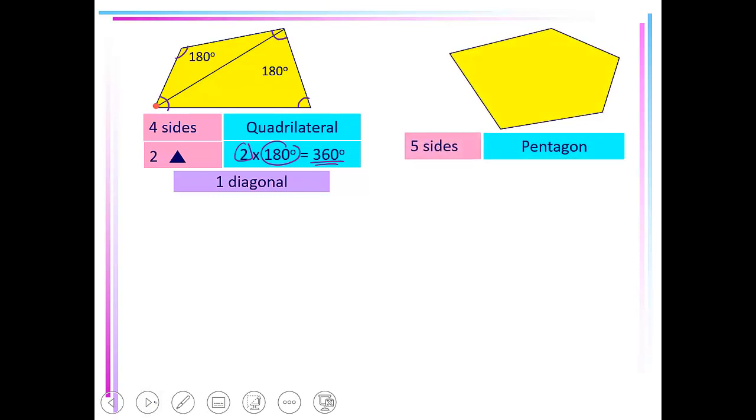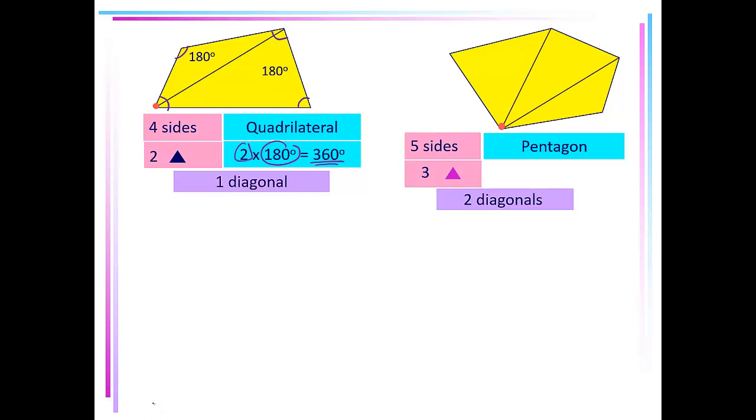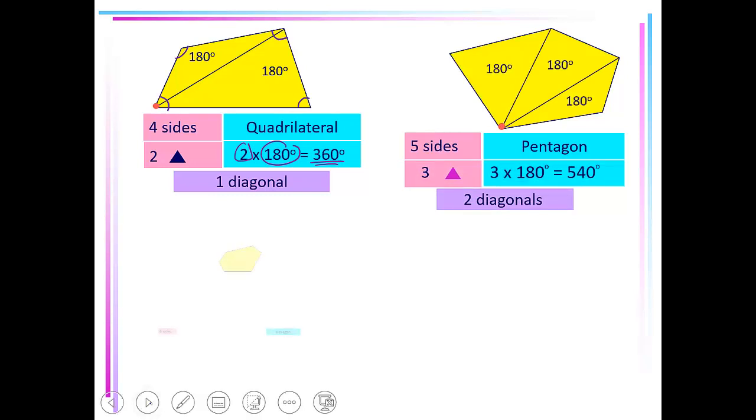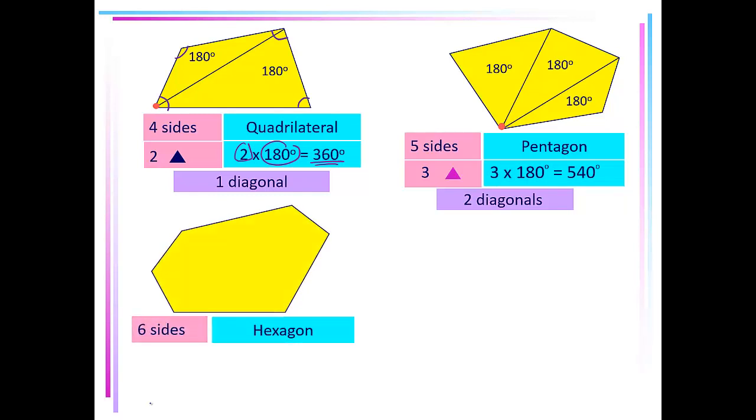What about, for example, a pentagon? I want to know what is the sum of the interior angles of a pentagon. So we are going to divide it into triangles. I have here 3 triangles, and I know that the interior angles of each triangle sum up to 180 degrees. So 3 times 180 equals 540. So the 5 angles inside the pentagon should sum up to 540.